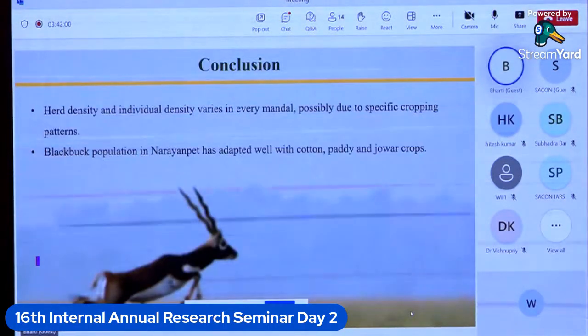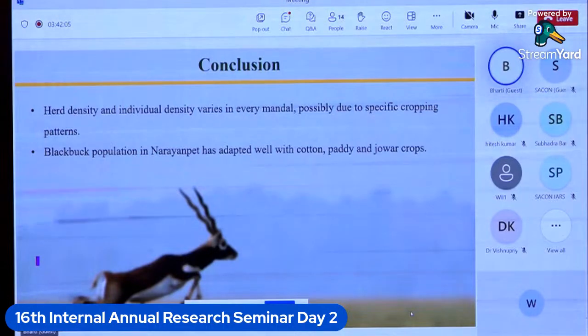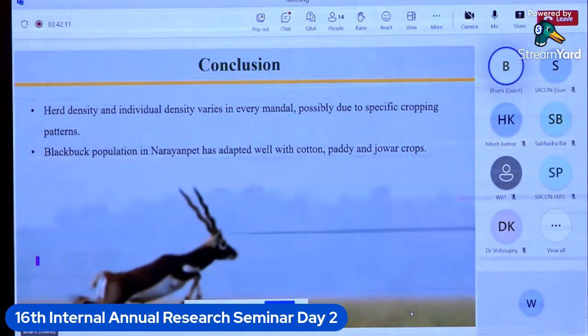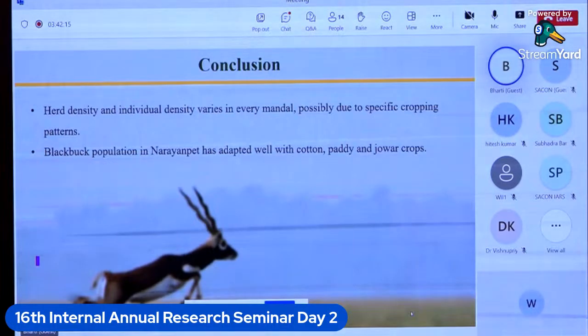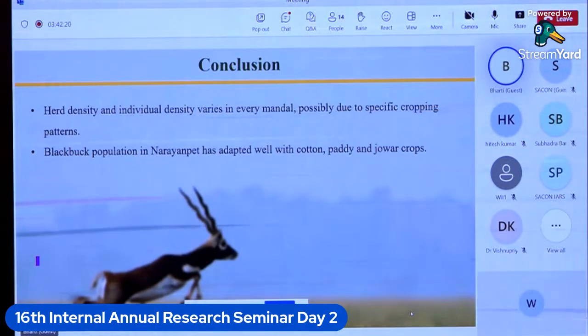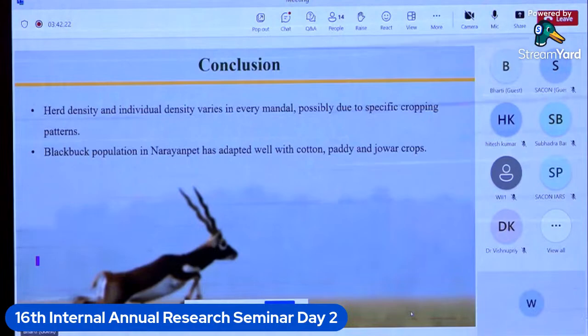So now we can conclude by saying that the herd density and the individual density in every mandal possibly differed due to the specific cropping pattern in every mandal. In addition to that, the blackbuck population in Narayan did fairly well and has adapted well to crops such as cotton, paddy, and jowar.